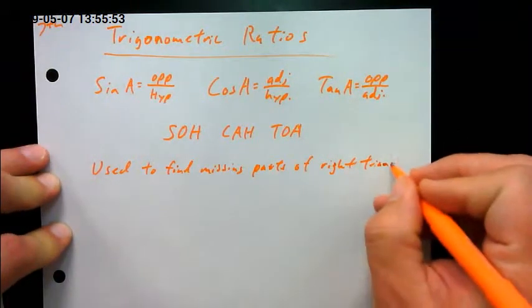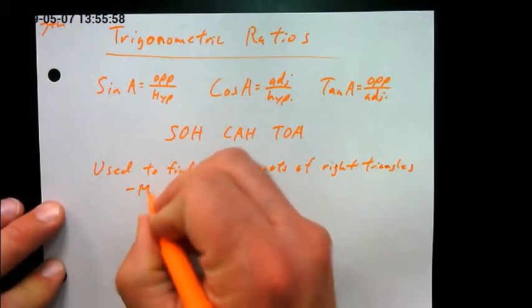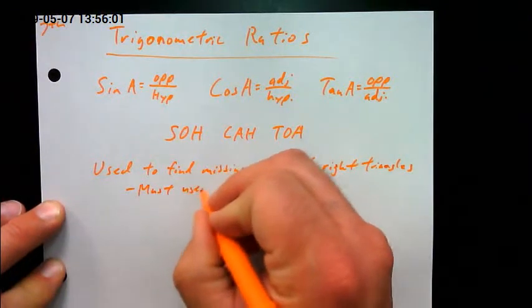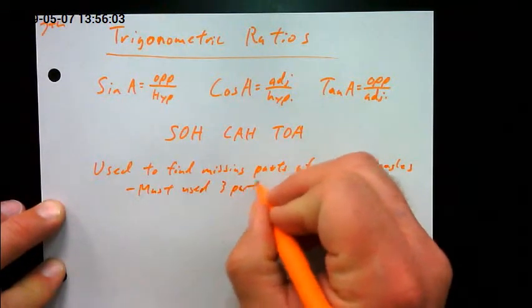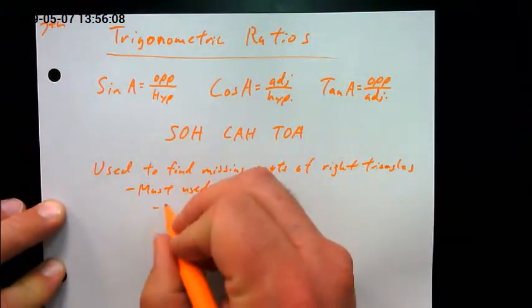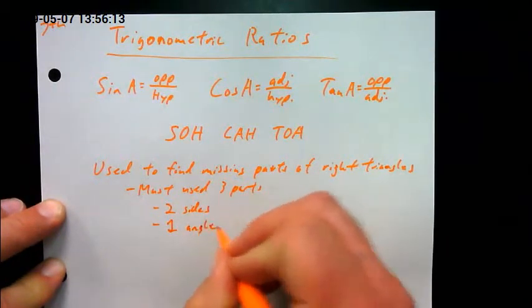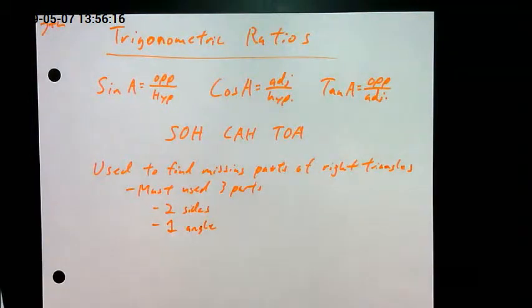Now, again, you must have 3 parts. Must use 3 parts: 2 sides and 1 angle. Specifically, you use these for only the 2 acute angles as well, right? So, you can't use the right angle. That doesn't help us. We have to know it's a right triangle to begin with. But then you have to be given 1 of the angles and 2 of the sides.